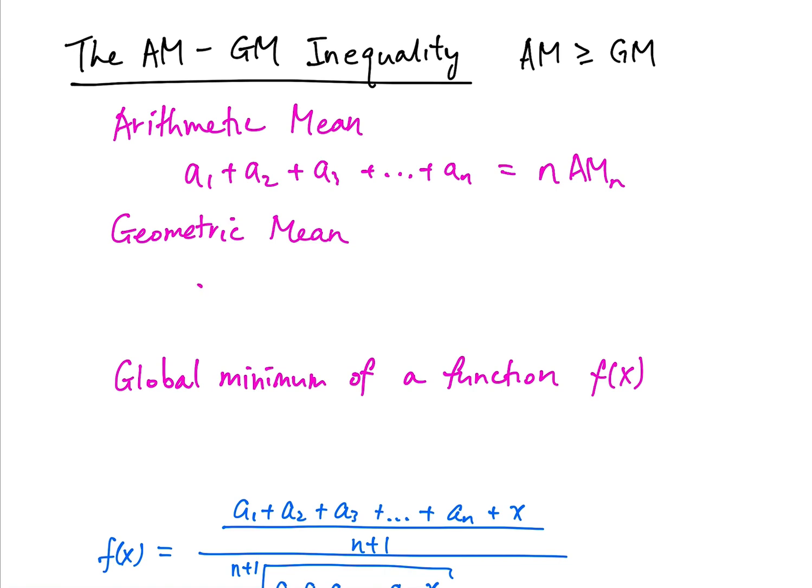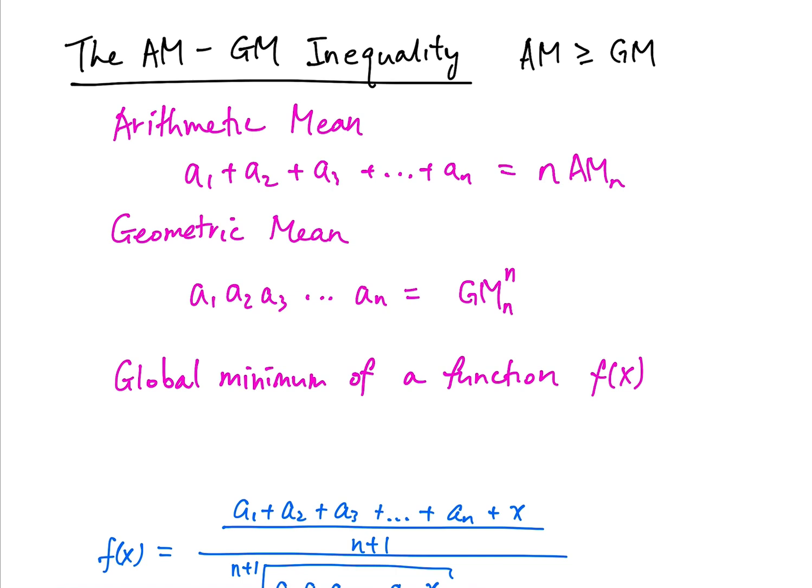On the other hand, the geometric mean is defined such that the product of individual items is equal to the geometric mean raised to the nth power. And we also want to denote the number of items with the subscript n.